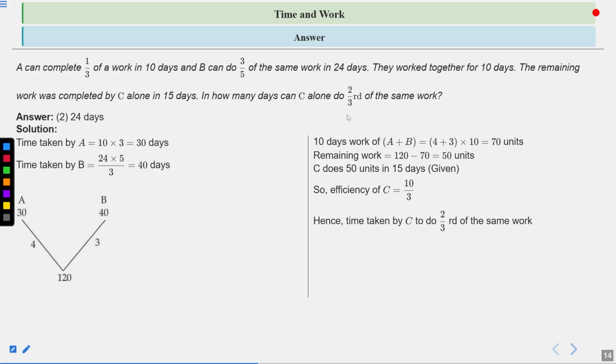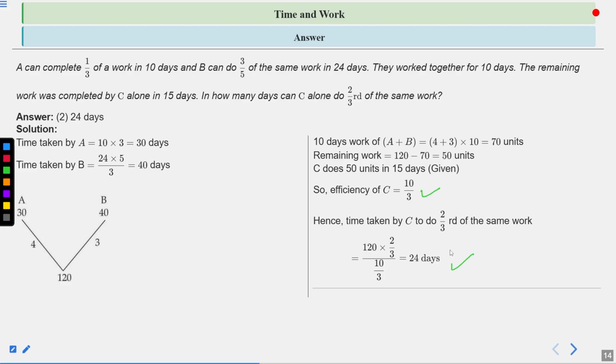Now we can also calculate two-thirds of the work, because we know that the total work, we let it be 120 units. So we can calculate two-thirds of the same work, which becomes 120 into two-thirds, divided by the efficiency of C, which is 10 by 3. When we simplify it, we get the number of days taken by C to complete two-thirds of the same work, which is 24 days. So the second is the correct answer of this question.